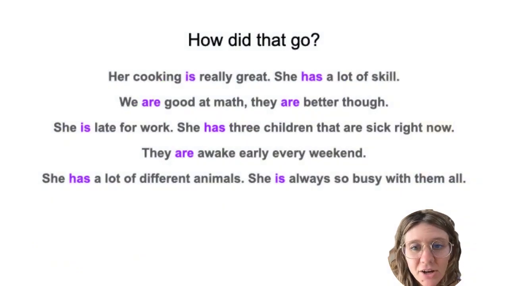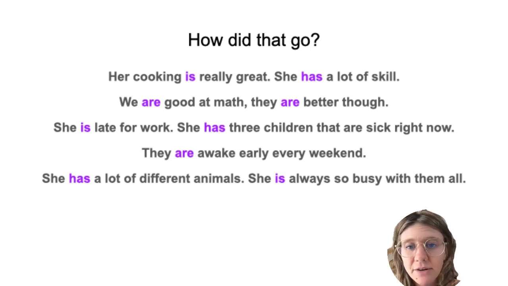All right, how did that go? Again, let's take a look at the answers together. Her cooking is really great. She has a lot of skill. We are good at math. They are better though. She is late for work.